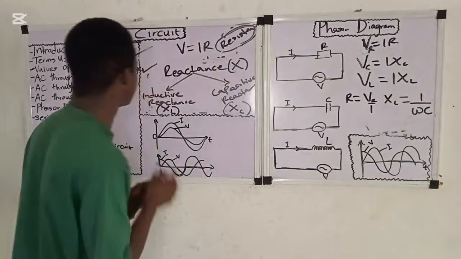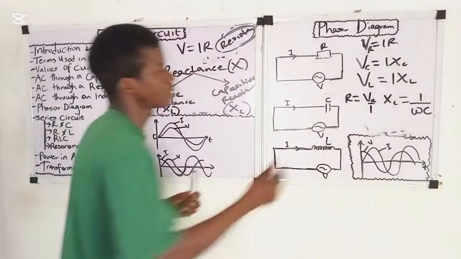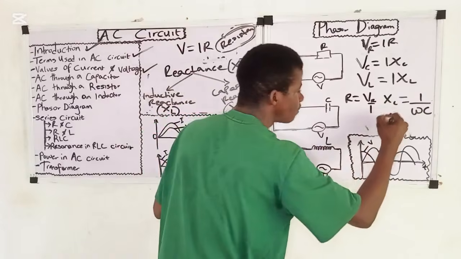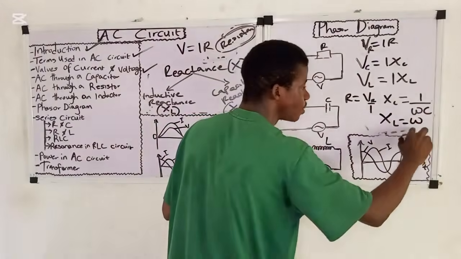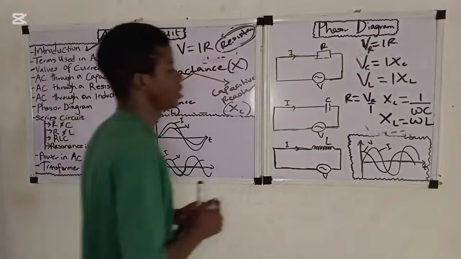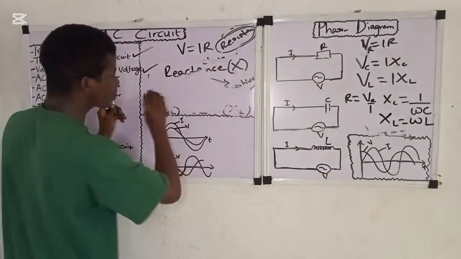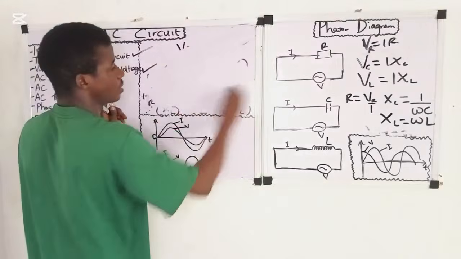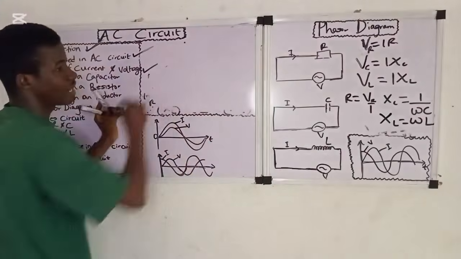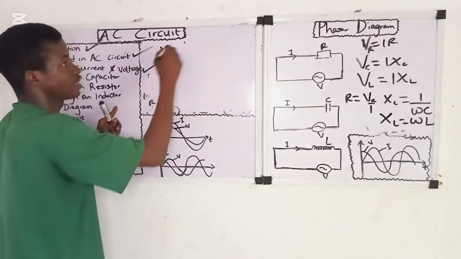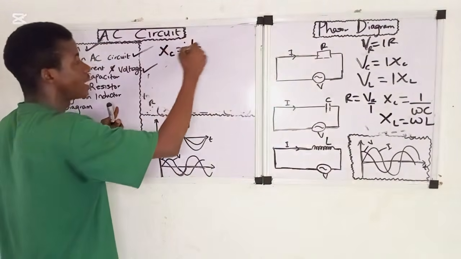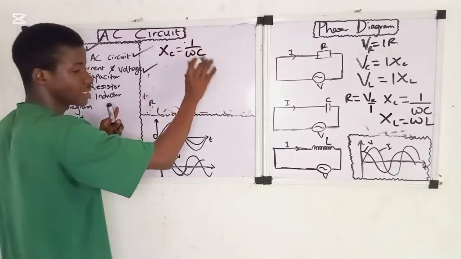Then what about the formula for inductive reactance? The formula for inductive reactance is equal to angular velocity times inductance. So just take note of these formulas, very important. Capacitive reactance is equal to 1 divided by angular frequency times capacitance, right?